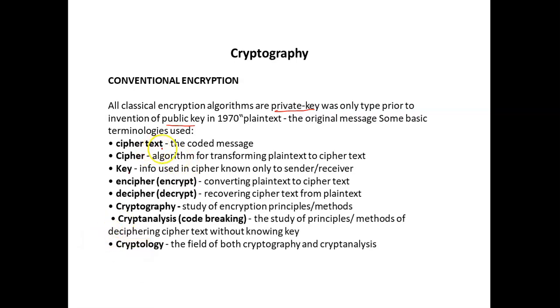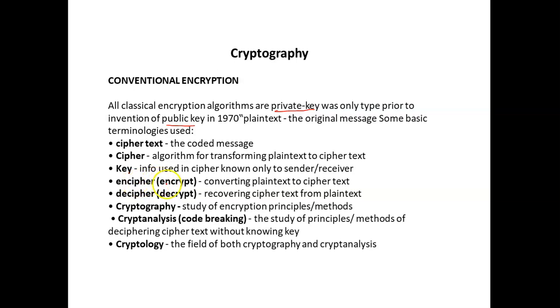Plaintext and ciphertext. We know the plain text. Plain text means the normal text which is in a readable format, whereas the ciphertext is the coded message which is in an unreadable format. Cipher means the algorithms, the methods which we are using for converting plain text to ciphertext. When we are converting plain text to ciphertext, we require some key, and that key is known to the sender and receiver. So that key is used for the conversion.